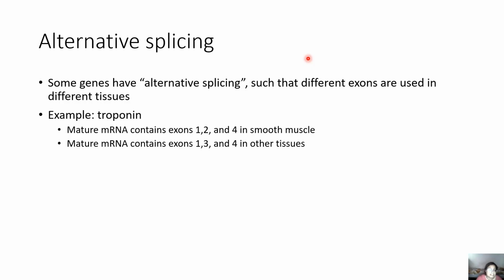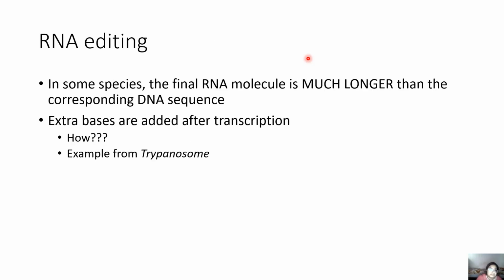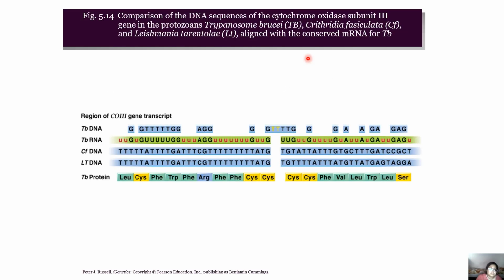Now, what do we call alternative splicing? Some genes have alternative splicing, where different exons are used in different tissues. Now, if you talk about RNA editing, in some species the final RNA molecule is much longer than the corresponding DNA sequence, right? Extra bases are added after transcription.